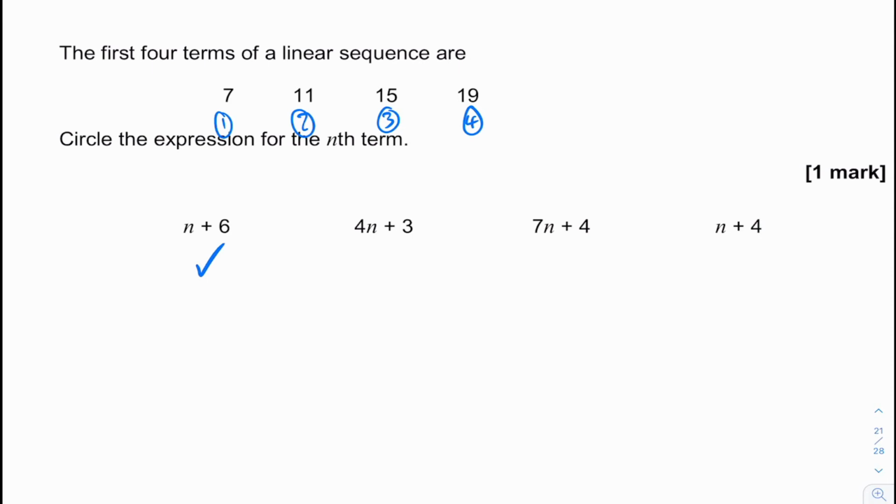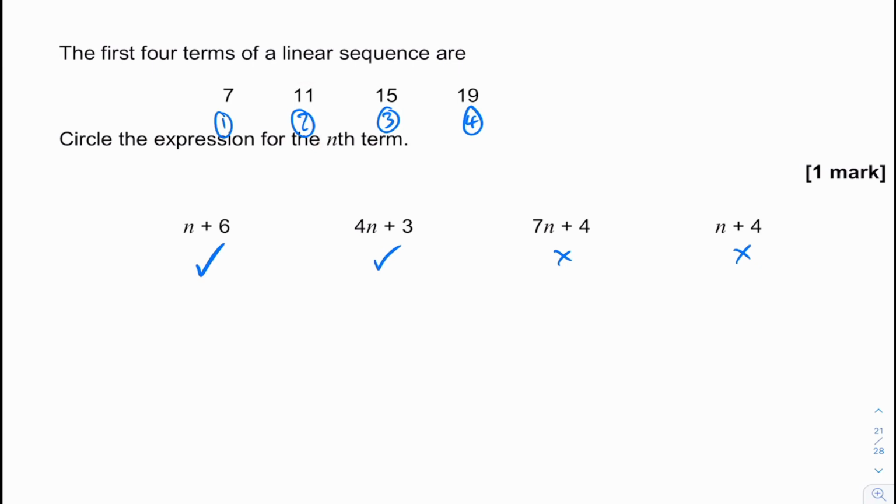The next expression we've got 4n plus 3. 4 times 1 is 4 plus 3 is 7, that works. The next expression 7n plus 4. 7 times 1 plus 4 gives us 11, so this one doesn't work. And the final one, n plus 4, which is 1 plus 4 in our case, that gives us 5, so that one doesn't work. We'll then move on to the second term, 11 being the second term.